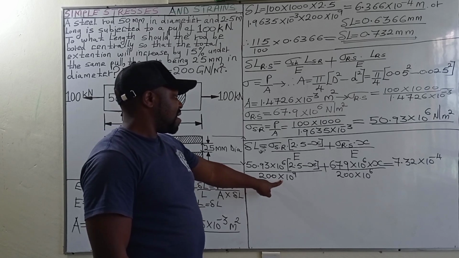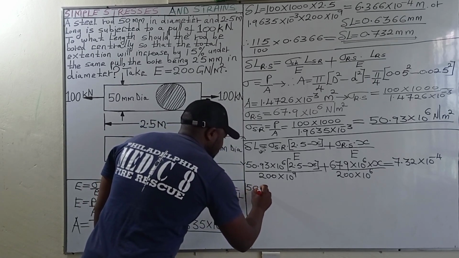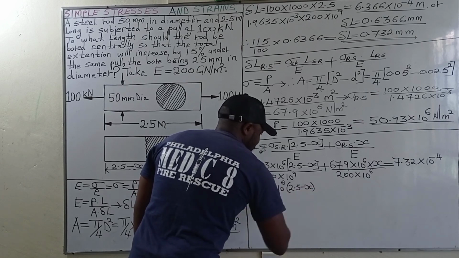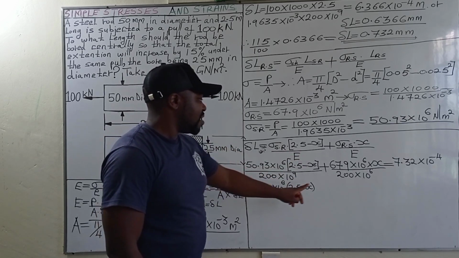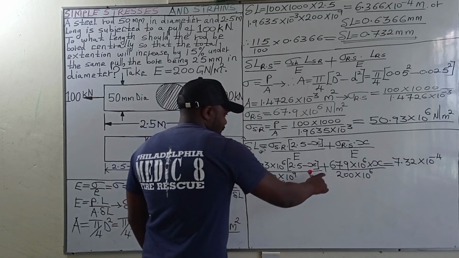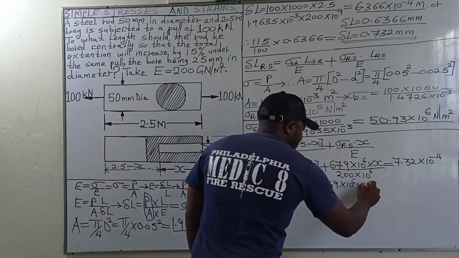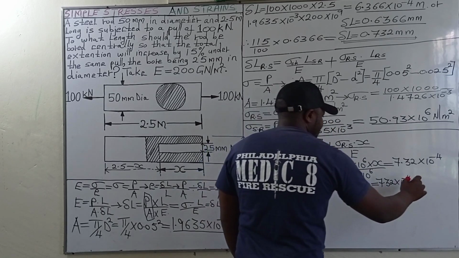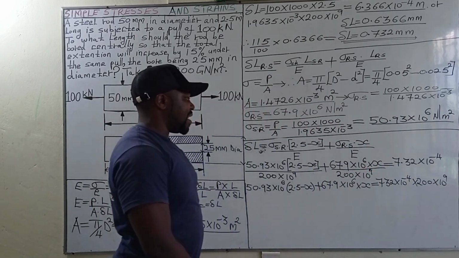Now we are going to remove this 200 times 10 raised to the power of 9 by multiplying every section by that. So when we do that, we are going to have 50.93 times 10 raised to the power of 6 into 2.5 minus x. Remember this, when we multiply this part by 200 times 10 raised to the power of 9, they are going to cancel out. The same case to this section. So this one will be multiplied by 7.32 times 10 raised to the power of -4. Then we add 67.9 times 10 raised to the power of 6 times x is equal to 7.32 times 10 raised to the power of -4 times 200 times 10 raised to the power of 9. This one is raised to the power of 9 giganewton per square meter.